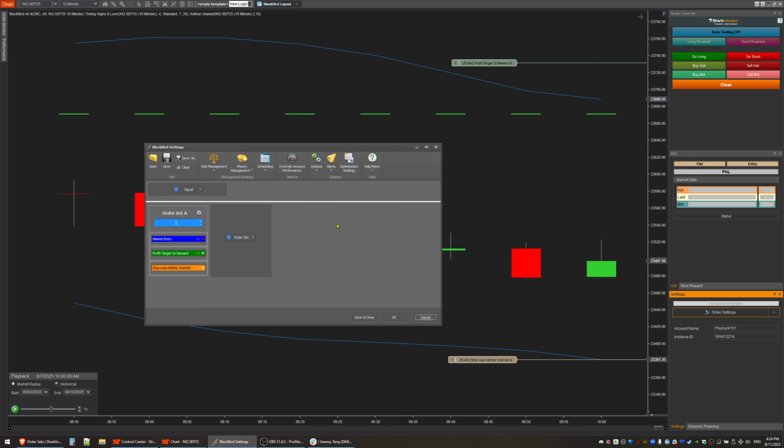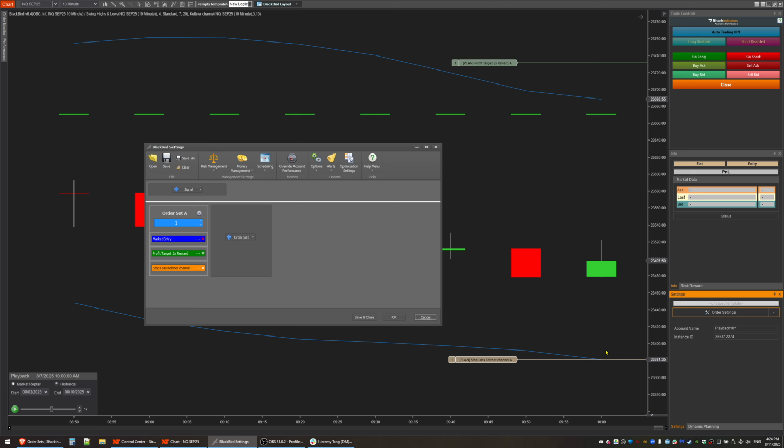An update just came out for Shark Indicators today, added a simple feature that was highly requested over the last few months, and glad we got it in. So you can see we've got a stop loss set to the lower line of the Keltner channel, just the initial placement. When we enter the trade, the stop loss will start there.